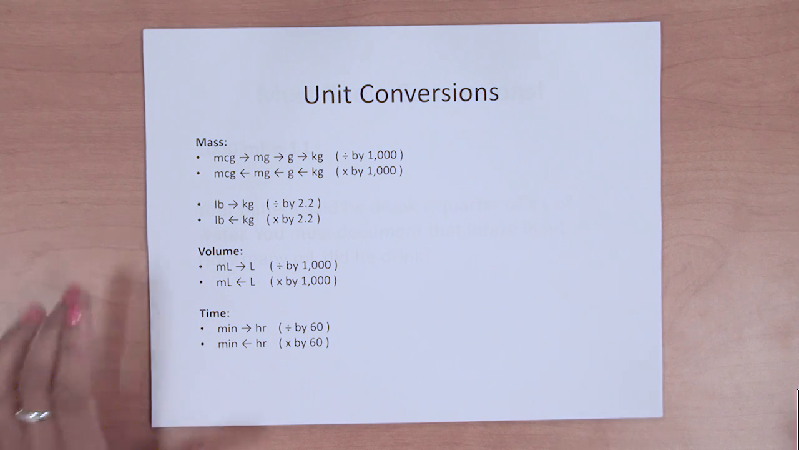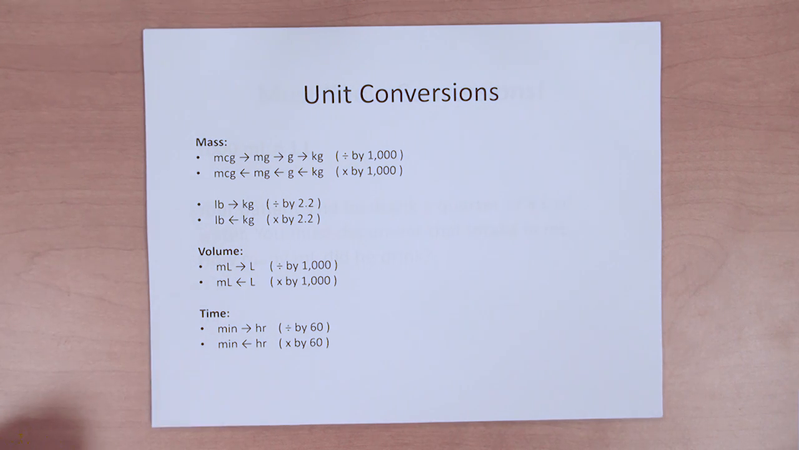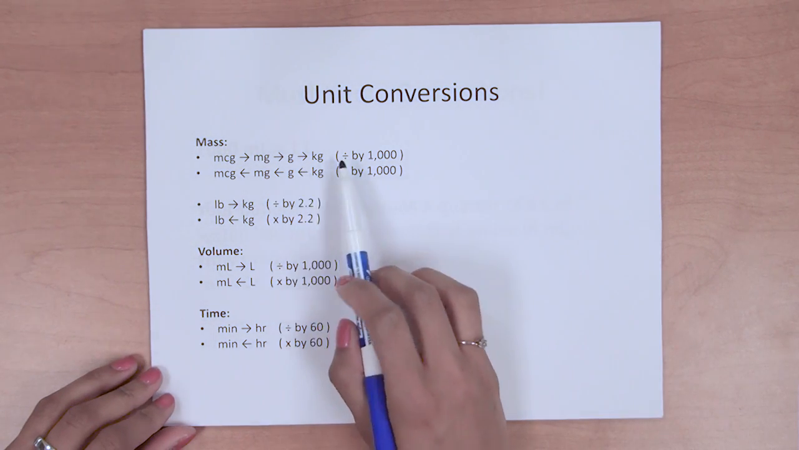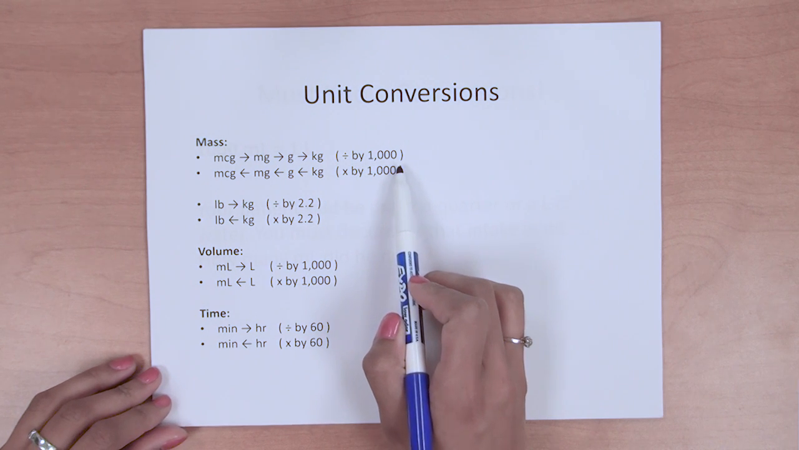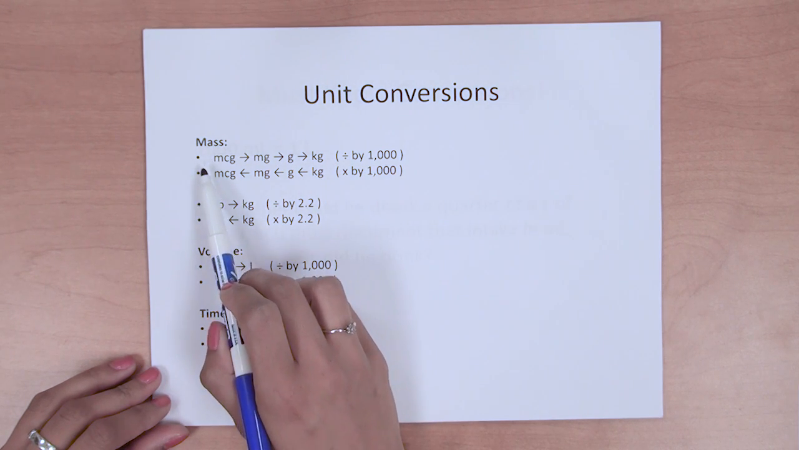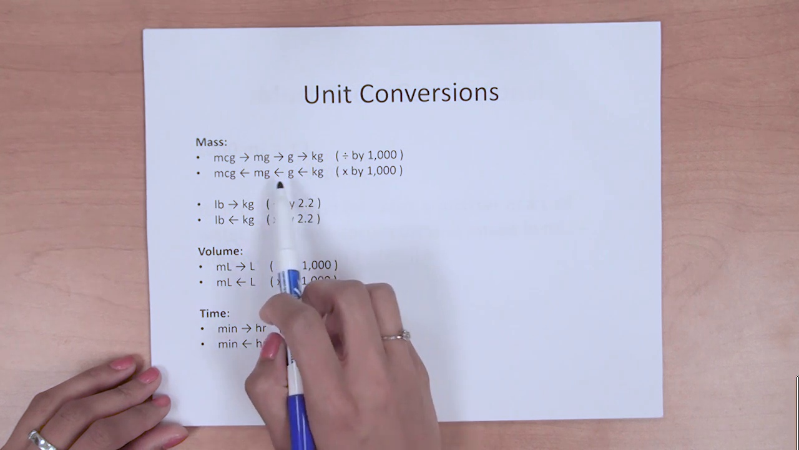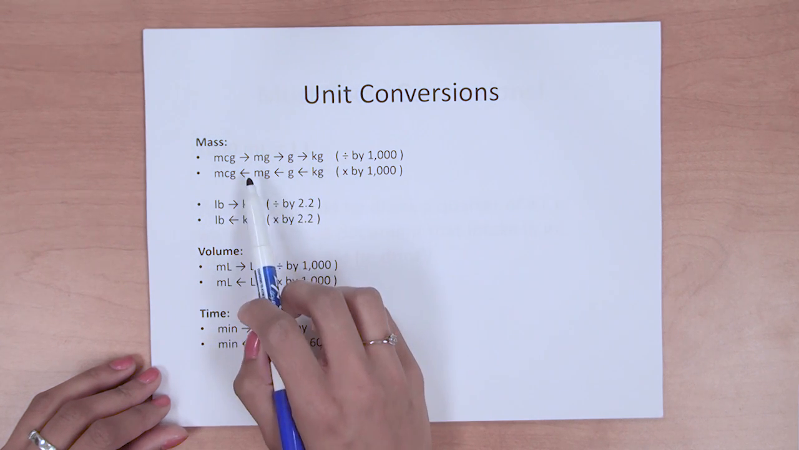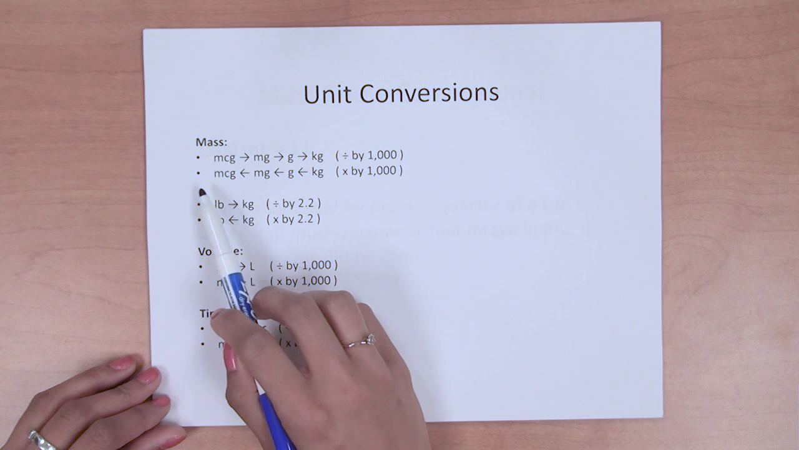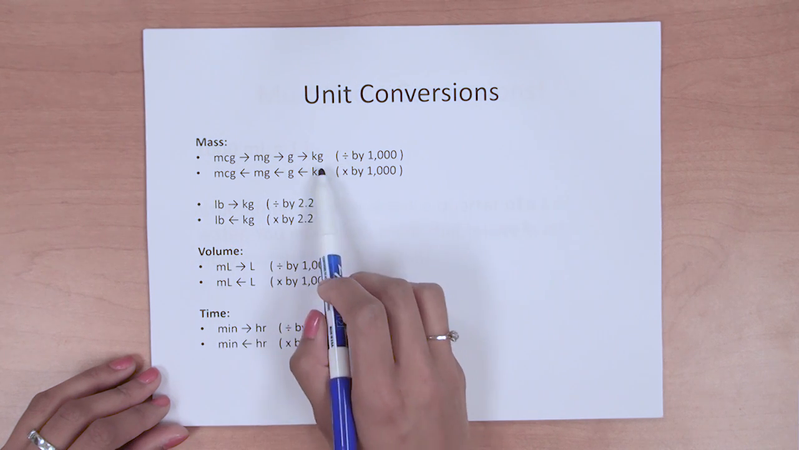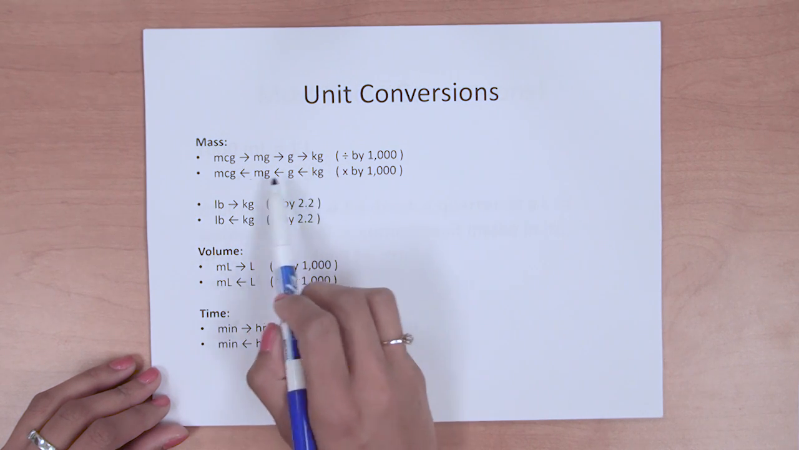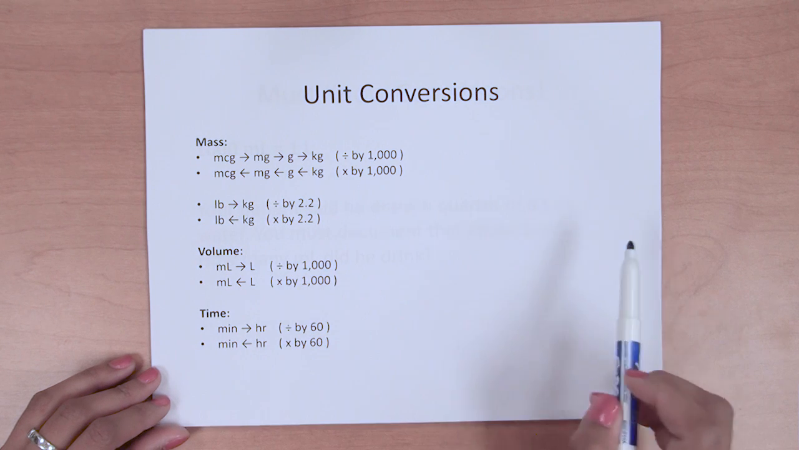First off, you need to be able to convert between different masses, volumes, and time. So if we're going from micrograms to milligrams to grams to kilograms, you're going to divide by 1,000. You're going from a smaller unit to a larger unit, and the opposite way, from kilograms to grams to milligrams to micrograms, each time you're going to times by 1,000. You're going from a bigger unit to a smaller unit here.